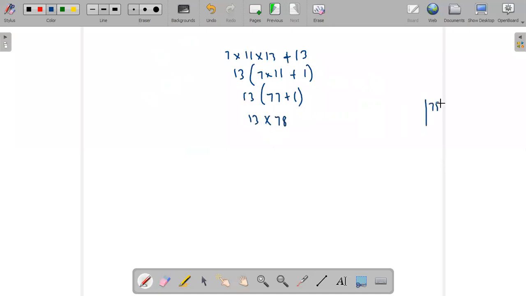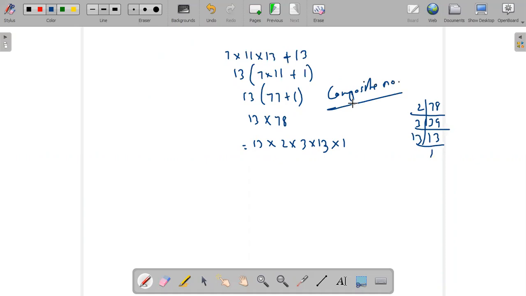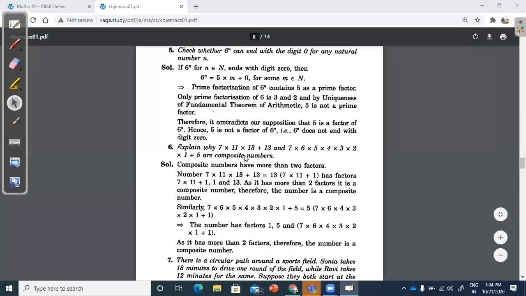And if I look at the factors of 78, I am going to get 2 goes 39 times, 3 goes 13 times, 13 goes once. So how many factors are we going to get? 13 into 2 into 3 into 13 into 1. So 1, 2, 3, 4, 5, we have plenty of factors. So what is the conclusion? The conclusion is that it is a composite number. If this had only 2 factors, 1 and itself, then it would have been prime. Okay, so this is how we do this.